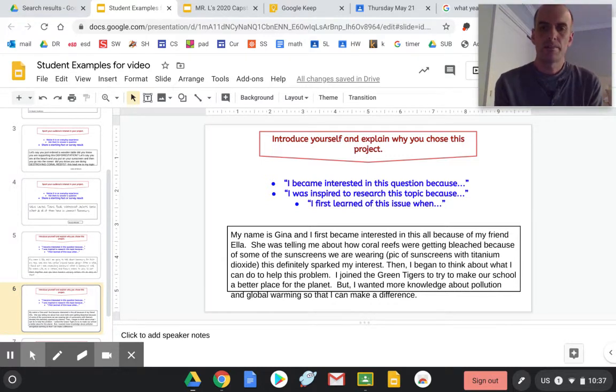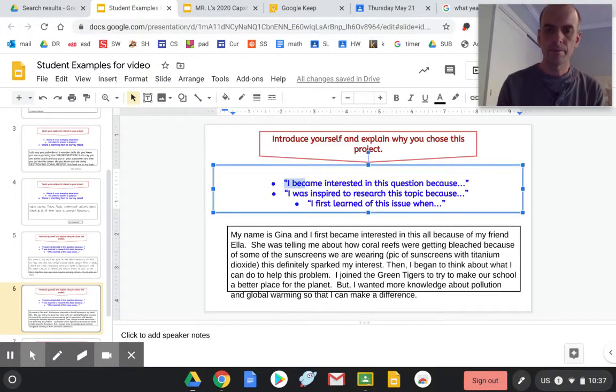I mean, it's beautiful. I like that she used this, right? I became interested in this topic. And she told us a few stories. She told us about how her friend Ella was telling her something and it got her mind going. She told us how she joined Green Tigers. And she told us how she wanted to make a difference so that is why she wanted this knowledge. Beautiful. She's connecting herself with her project.